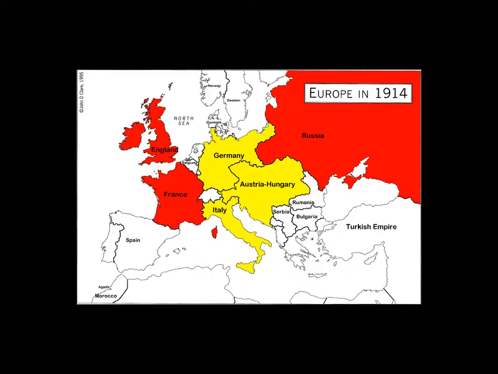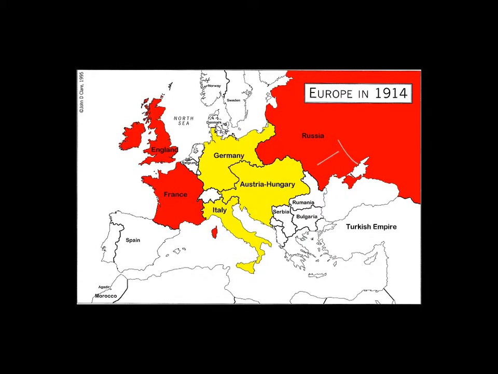This first map that we're going to look at is a map of the Central Powers and the Allied Powers. You can see the Allied Powers are in red and the Central Powers are in yellow. A couple of these things would change throughout all of World War I. Let me go over a couple of those.